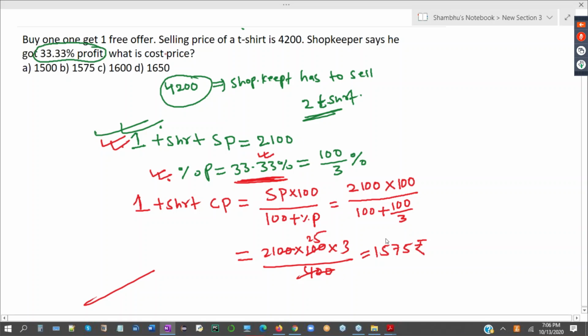Ayush, one buy one get one offer. If you buy one, you will actually get one more, so you get two. So the shopkeeper sold two t-shirts in how many rupees? In 4,200 rupees. So one t-shirt selling price is 4,200 by 2, 2,100. At this selling price, the shopkeeper is making profit, which is given in the question, 33.33%. Selling price is given, profit percent is given. We have to just find out what is one t-shirt CP. CP formula is this. I just replaced all values and got the answer. There was nothing much to explain.